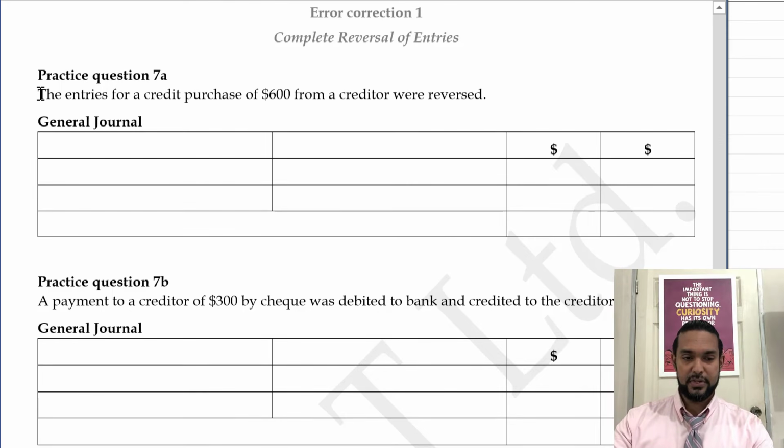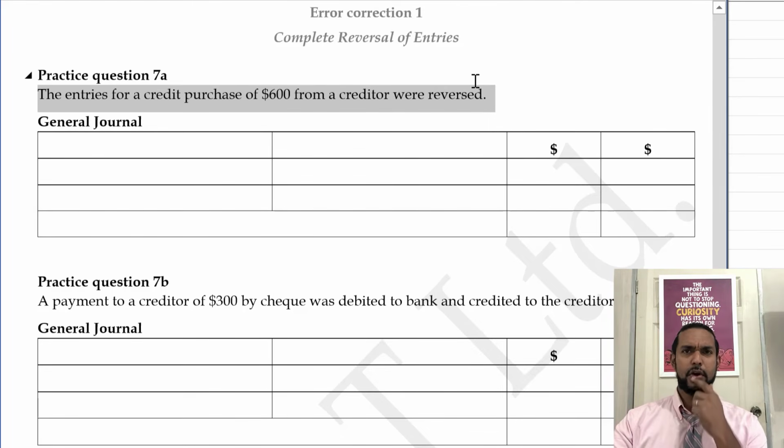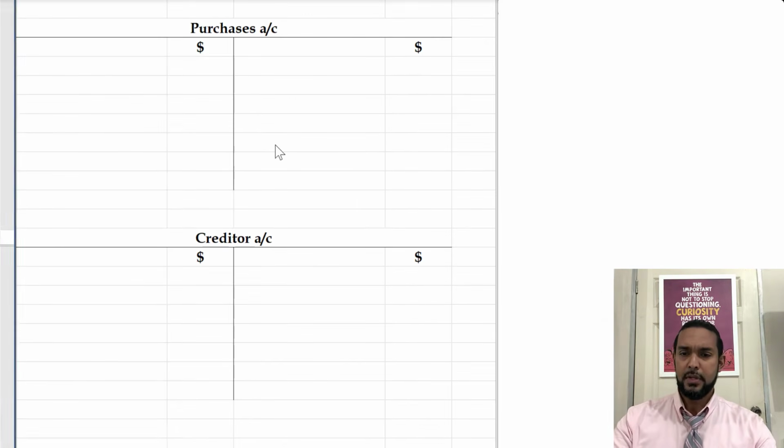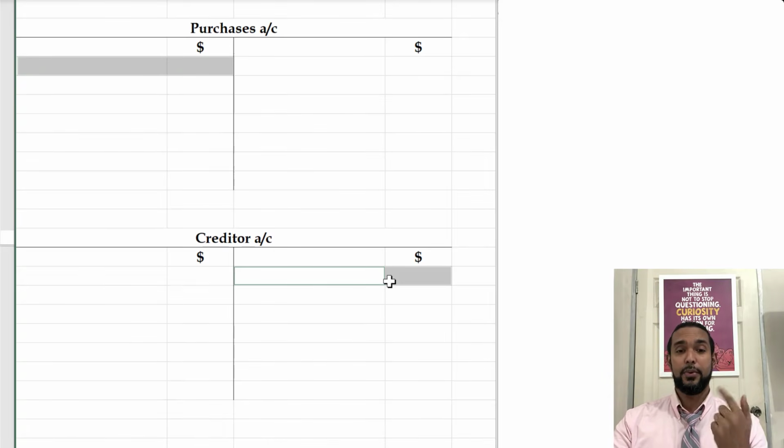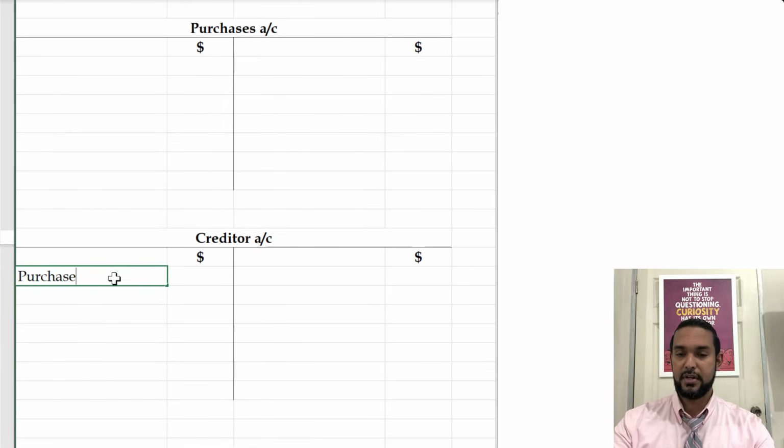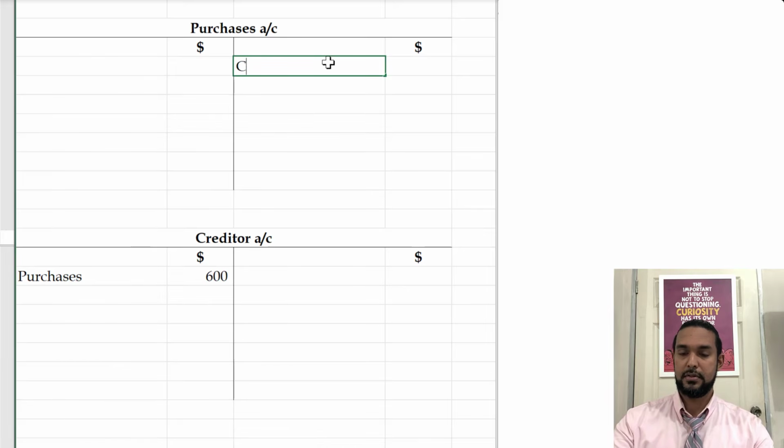So let's take a read now. It says in 7A, the entries for a credit purchase of 600 from a creditor were reversed. A credit purchase requires a debit to purchases and a credit to creditor. Let's go across to the T account and see what happened. We were supposed to debit purchases and credit the creditor, but the entries were reversed. The question told us that. So we would have debited creditor for 600 and credited purchases for the same 600.